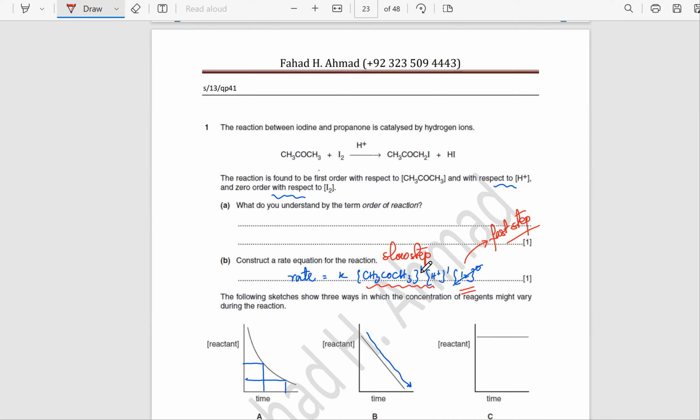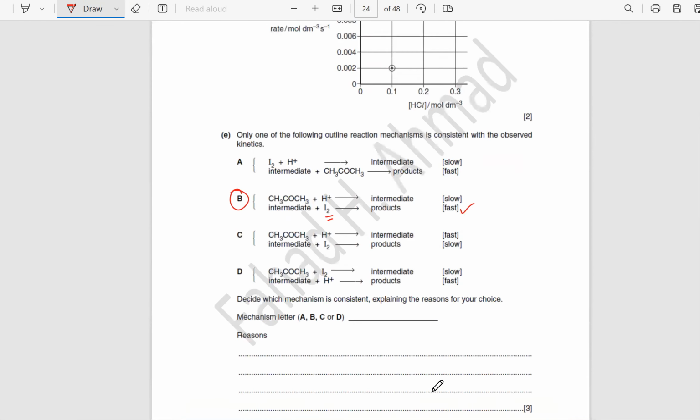Yes, sir. And it's not dependent on iodine, so iodine must be in the fast step. So all we know is that these two must be in the slow step, while iodine must be in the fast step. That is why I had chosen B: iodine must be in the fast step and the other two must be in the slow step. Is that clear? Yeah, I got it. Thank you.